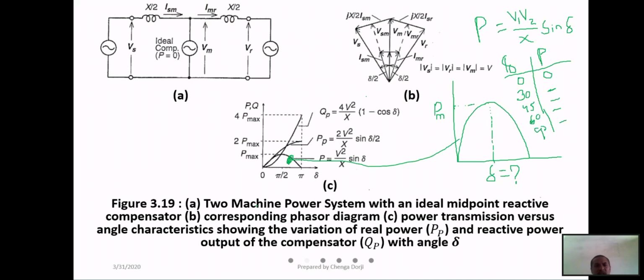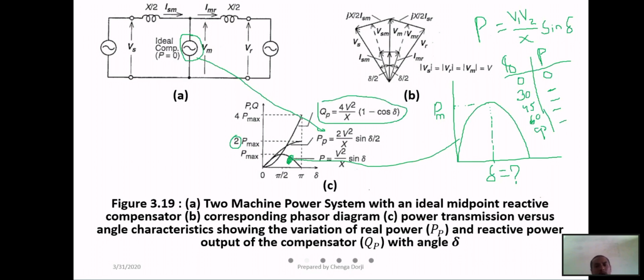Now when you are using the midpoint compensation, when you are using this compensator, then you will get power like this. The maximum power has increased to this. So the power transfer is increasing two-fold. Similarly, the reactive power has also increased, as we have seen.